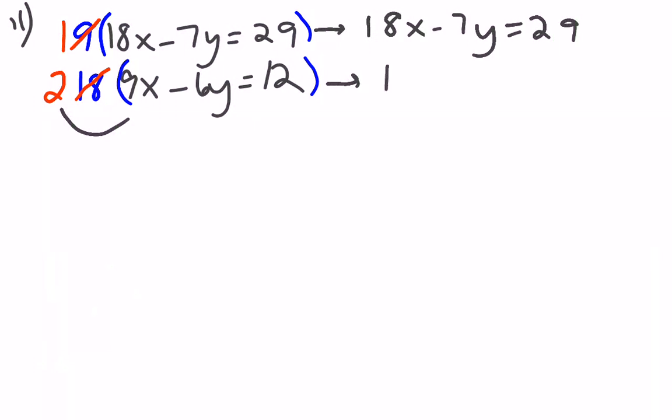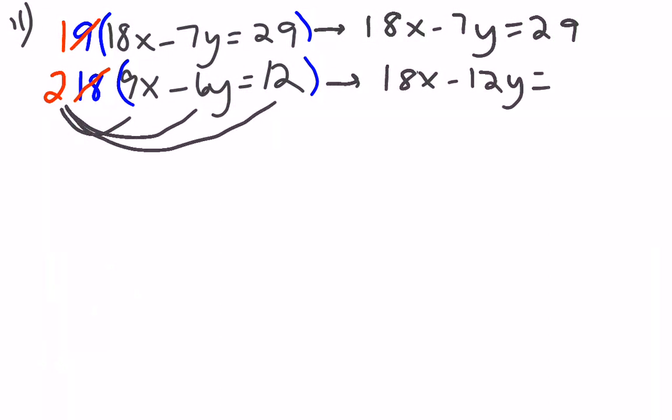So 2 times 9 is 18. 2 times -6 is -12y. And 2 times 12 is 24. And I'm going to change all my signs. Whoops, let's go back to talk about y. So right now if I added them, that would give me a 36x. I need it to be a 0x because the whole point of elimination is to eliminate. So if I'm not eliminating, I did it wrong. So I'm going to change all the signs. Negative, positive, negative. So now I get 18x minus 18x is 0x.